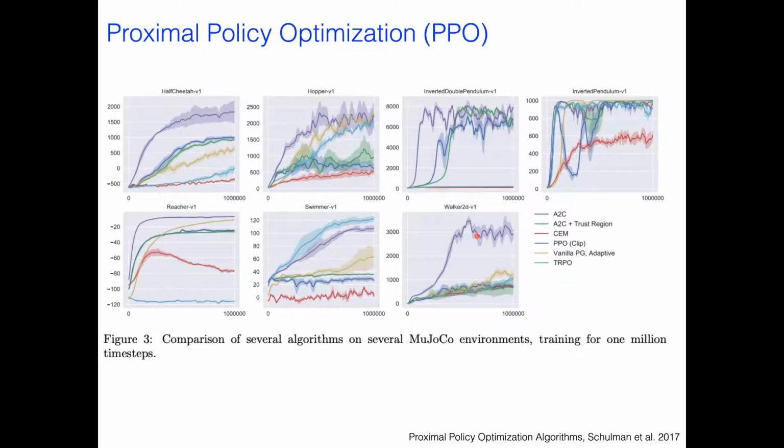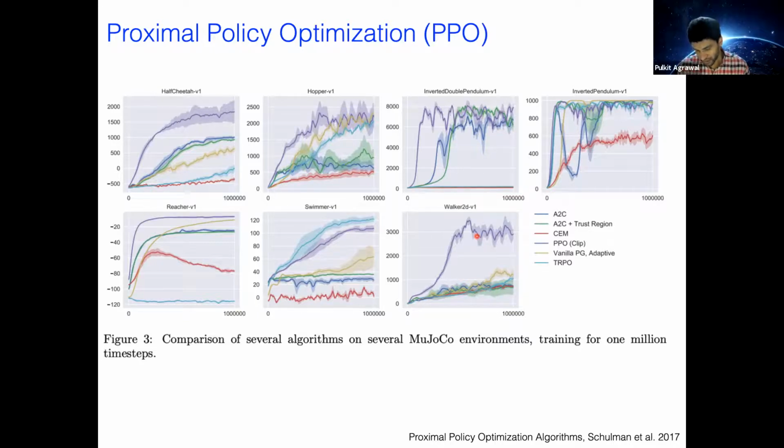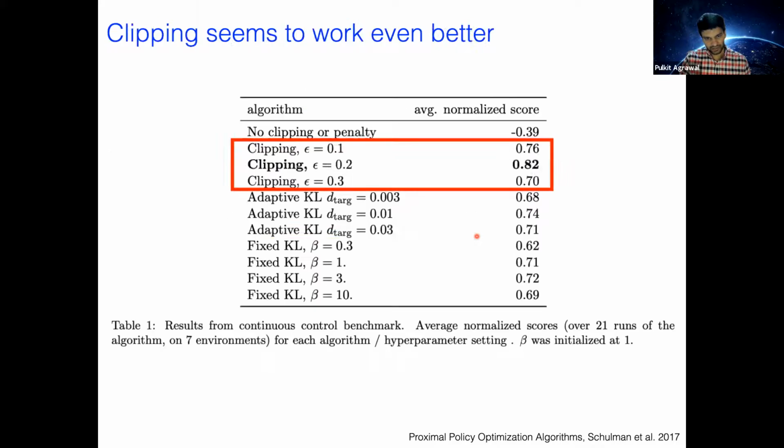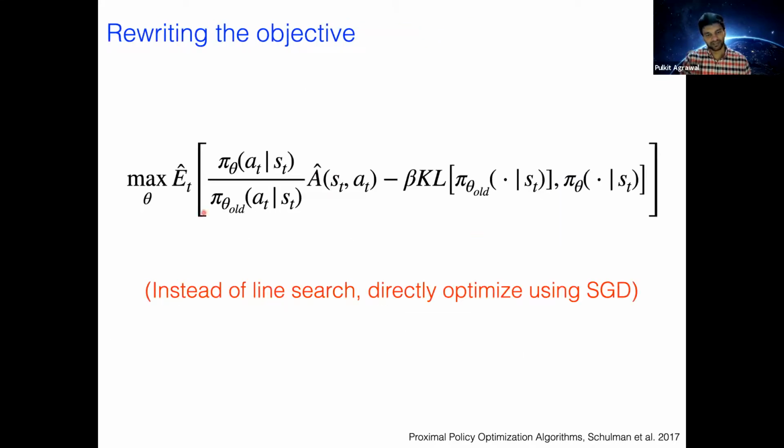If you actually go and read the paper, what you will see is they say that TRPO uses one objective function, which is to minimize the KL divergence. We are going to investigate different ways of constraining how quickly the policy can change. So what they did was, instead of doing line search, they directly tried optimizing this objective function.